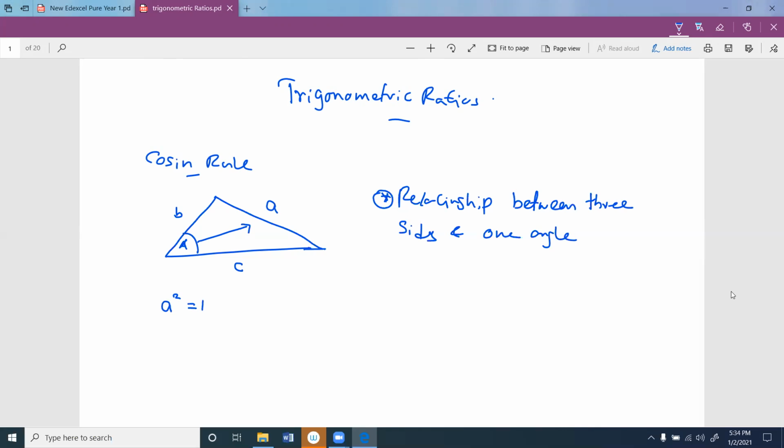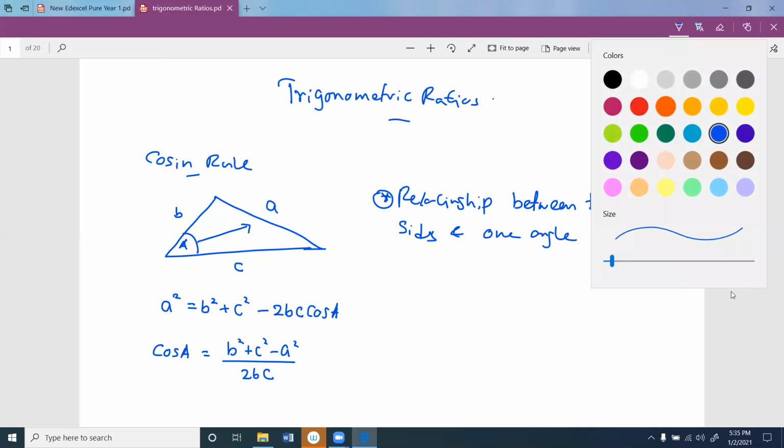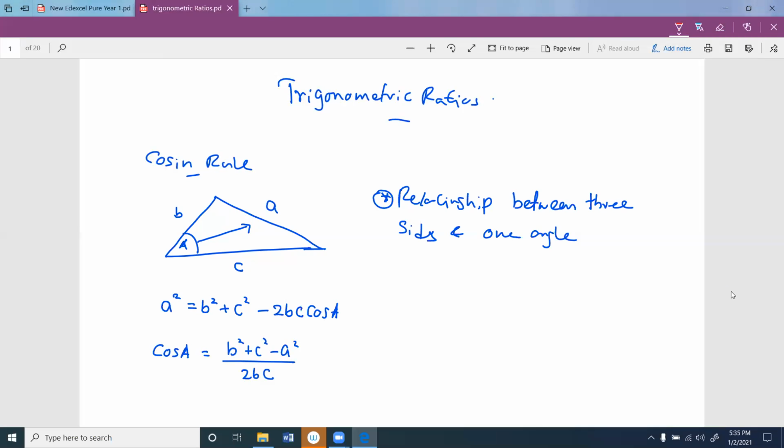A squared equals B squared plus C squared minus 2BC cos A. This is one very popular format of the formula. The other format is, you can say like this, the same extension, where I just made cos A the subject of this equation: cos A equals B squared plus C squared minus A squared divided by 2BC. That's the second formula we should know for the cosine rule, right?